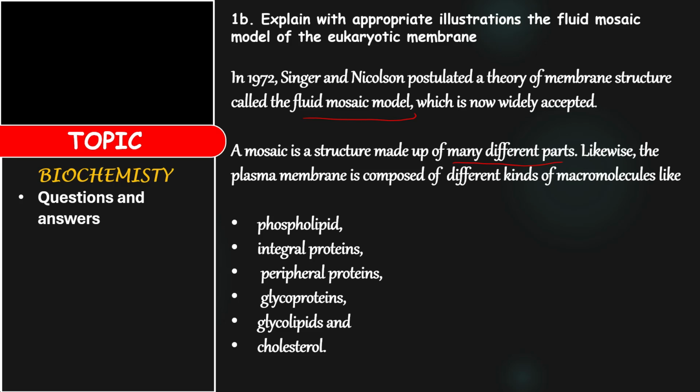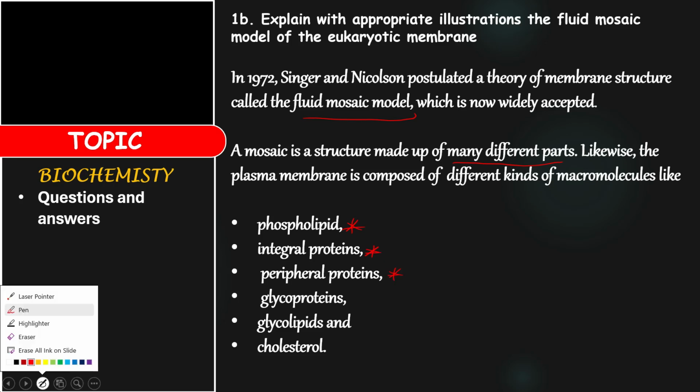You see how I'm giving you the note. This is how you should write the exam. A mosaic is a structure made up of many different parts. Likewise, the plasma membrane is composed of different kinds of macromolecules, which I have stated. The macromolecules they contain are the phospholipids, integral proteins, peripheral proteins.